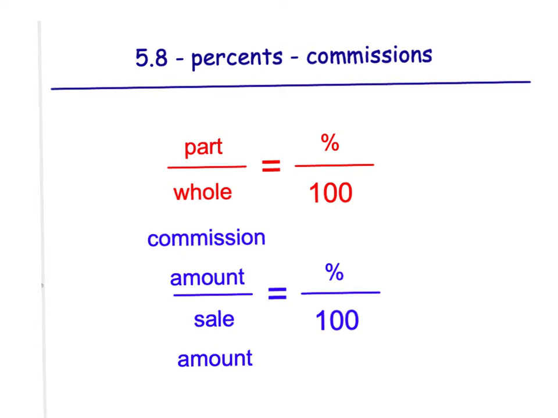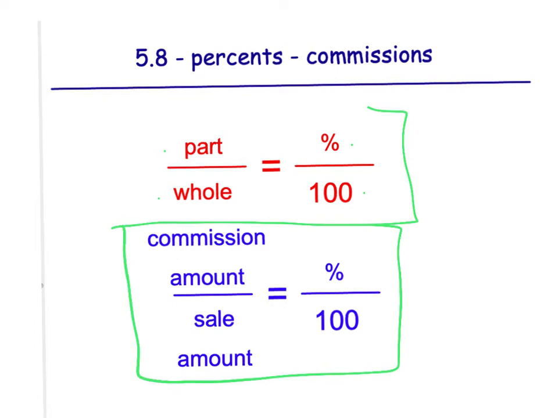5.8, percents and commissions. Again, we have our proportion set up with part over whole, the percent over 100, and then we have the one that's specific to commission. This is what they earn, whoever is the subject of the word problem. This is their percent of commission. This is the commission amount. And then down on the bottom is 100% and the wholesale amount.